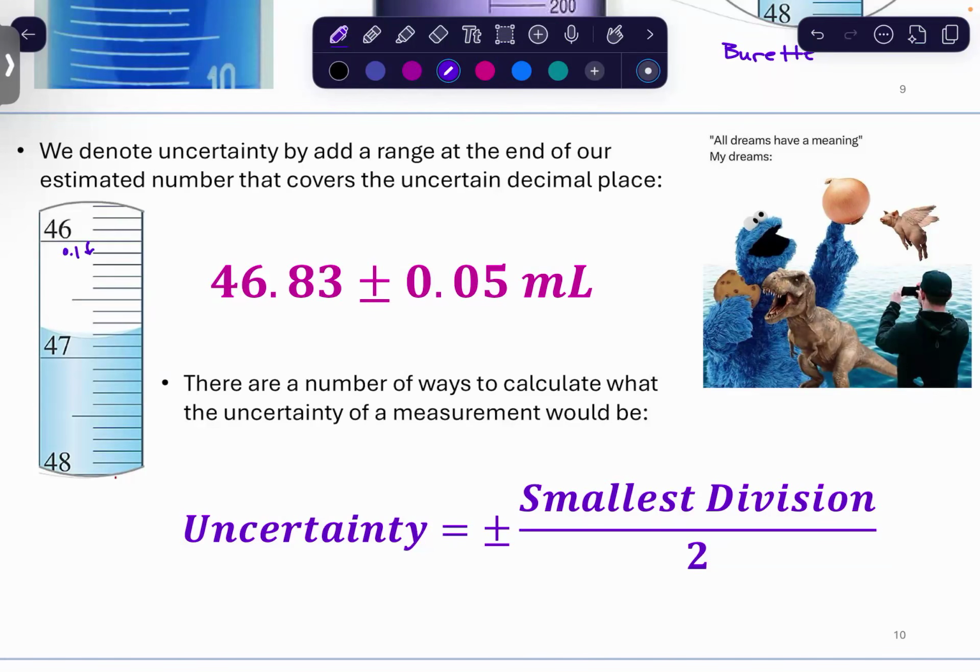And so what I have here, plus or minus 0.1 divided by 2 equals 0.05. So my uncertainty in this device is really going to be about plus or minus 0.05 milliliters.